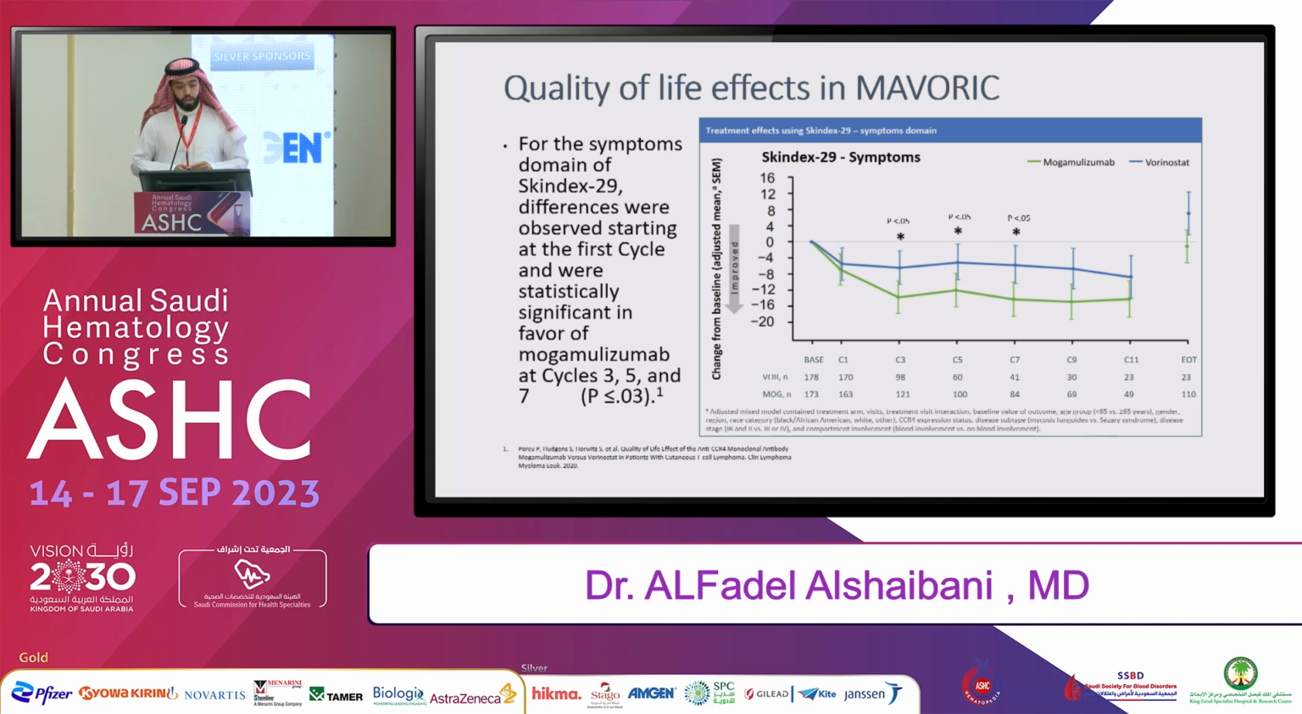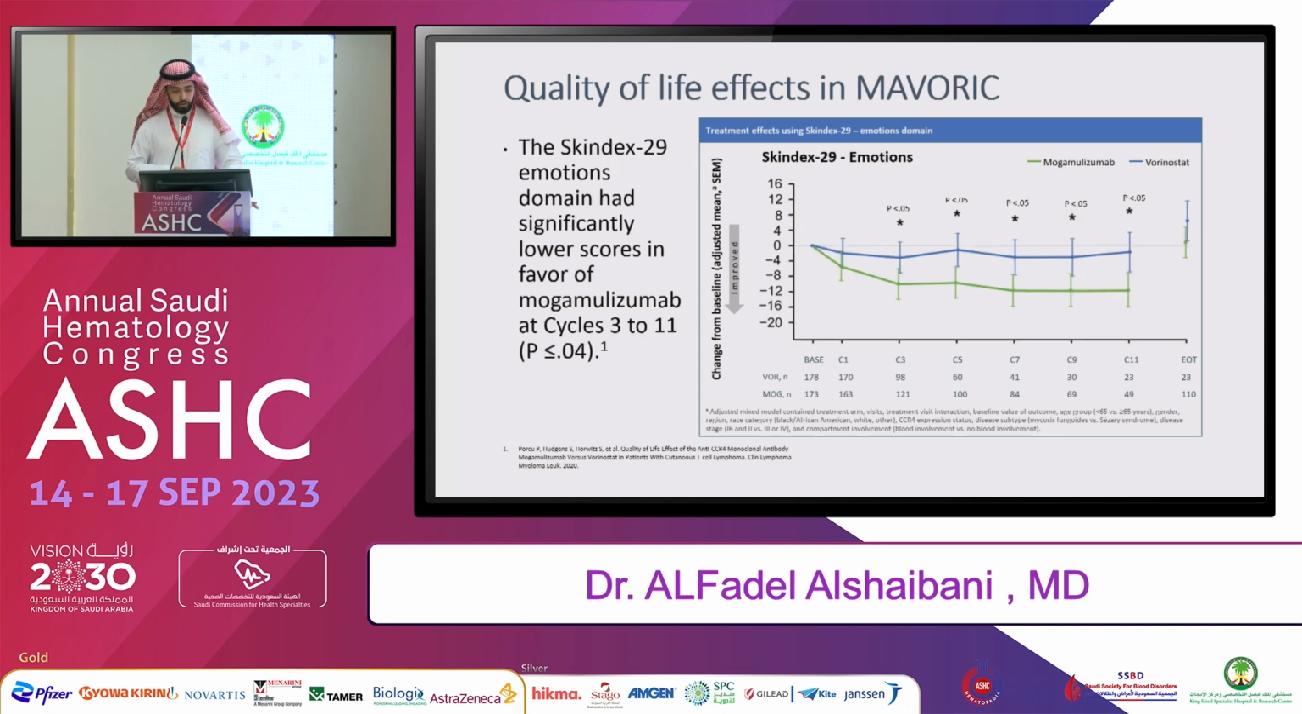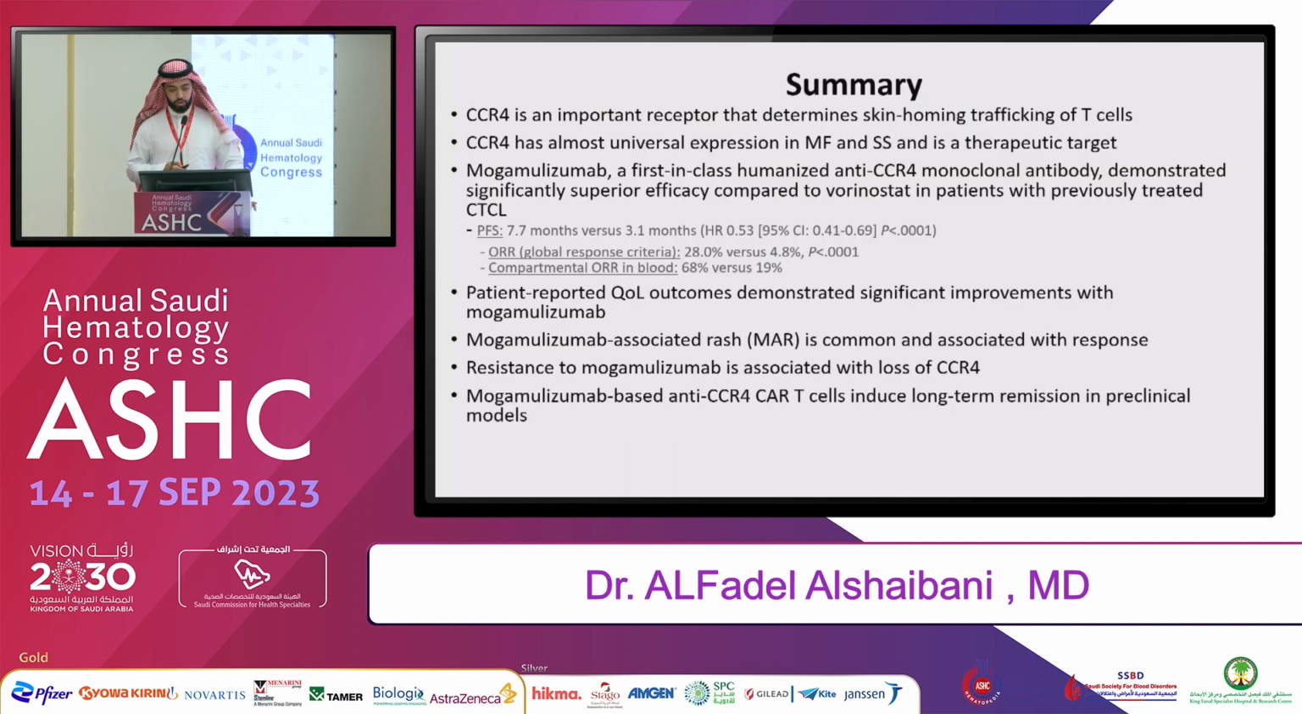When it comes to the assessment, the Skindex-29 symptoms scale, which looks into many of the skin components and quality of life components, was higher in patients treated with mogamulizumab. Of course, this takes some time, so you don't expect it to happen within 2 weeks or 1 month. Patients start to notice an improvement after a couple of months of treatment. As you can see here, when it comes to emotion, it's higher in patients who received mogamulizumab.